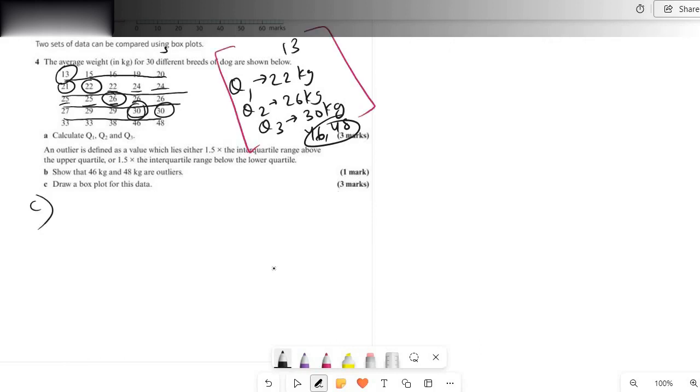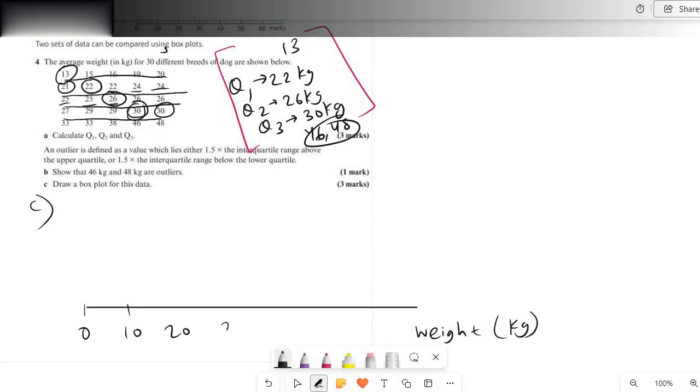So for part C, drawing a box plot, let us first draw the x-axis, which is going to be like this. This is going to be the weight in kg. And here we can start from 0, then 10, 20, 30, 40, and 50. So this is going to be a rough scaling. To start off, let us draw the smallest value which is not an outlier, which is 13. And this is 15, so approximately this is 13.